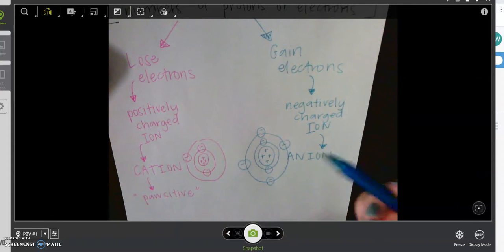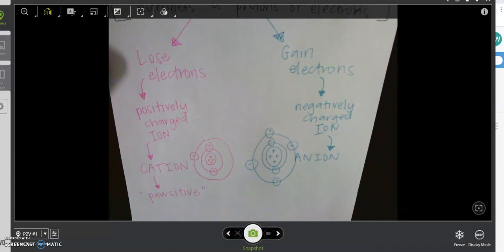I don't have a fun way to remember anion, but if you've thought of one, let me know so that we can share it with everyone and everyone can more easily remember.